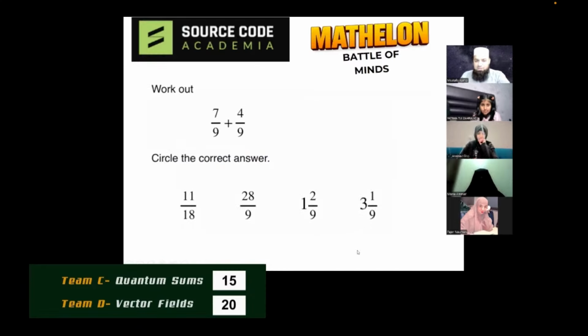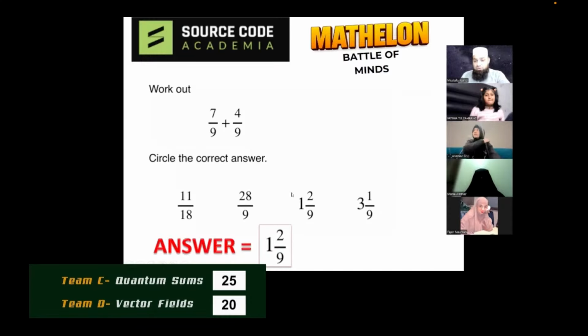Work out 7 over 9 plus 4 over 9. You need to find the answer from this. Team D, Anabia Awes. It is 11 by 9. No, 11 by 9 is not present here. You need to select one of them. Please, quick. It's going to be 1 and 2 by 9. 1 and 2 by 9 is the correct answer. Well done. Make sure that you select the correct option from the options that are given. Get ready for the next question.